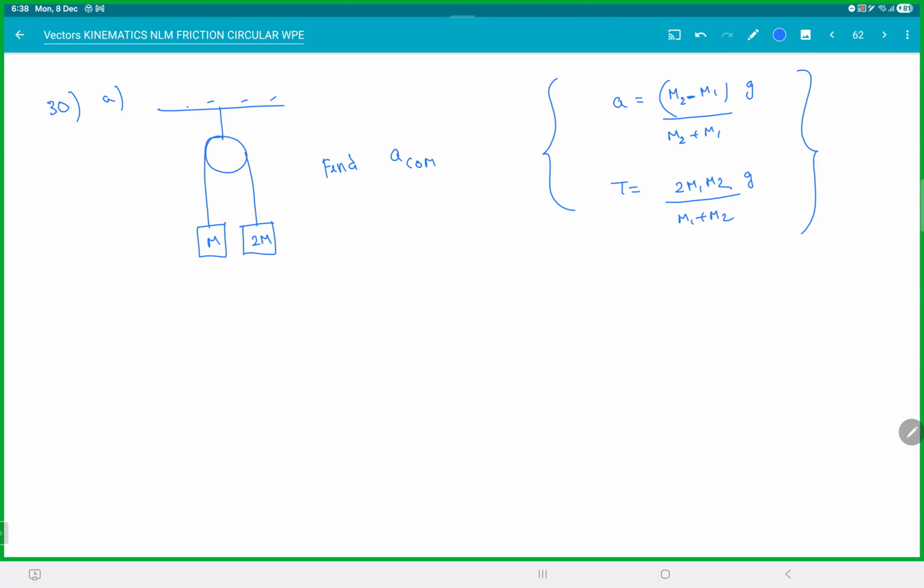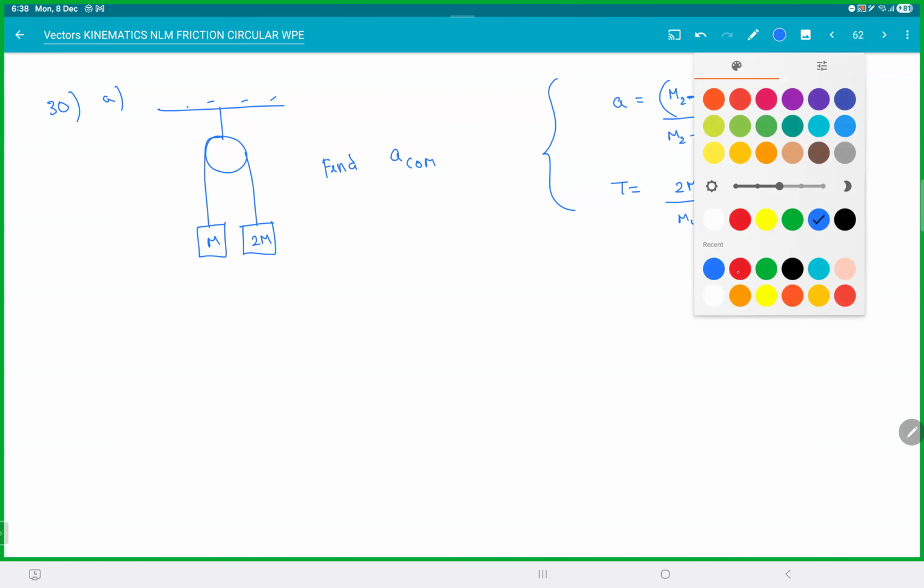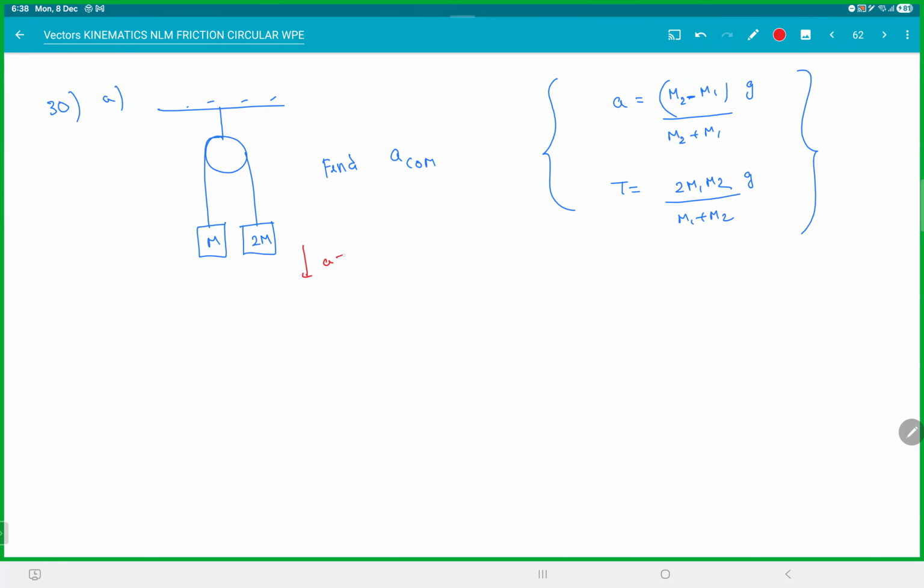Very easy one. This guy will go with acceleration g by 3. This will go with acceleration g by 3. Be careful: this is minus j cap, that is plus j cap. Acceleration of the center of mass is (m1 a1 plus m2 a2) divided by (m1 plus m2). You will get minus g by 9 j cap.